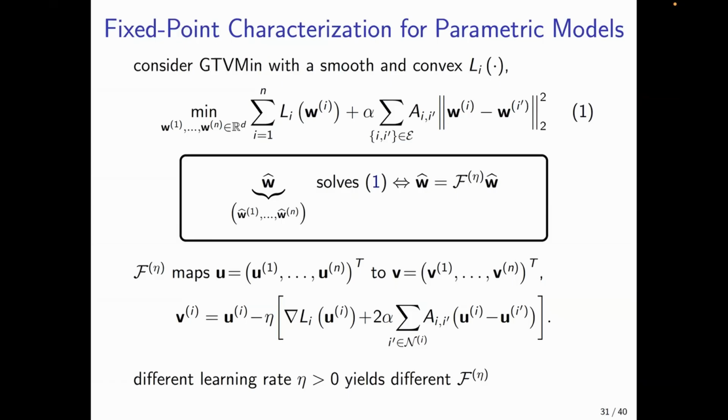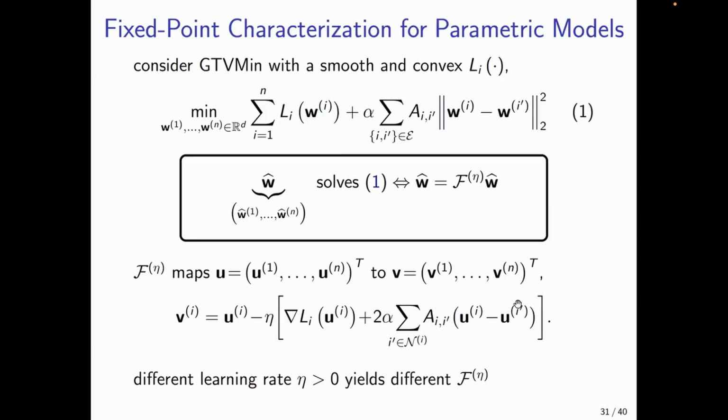So an optimum is characterized by a zero gradient condition, and the zero gradient condition can be written as a fixed point equation using this operator, calligraphic F, superscript eta. It turns out this characterization is valid for any choice of eta, any non-zero, in particular any strictly positive choice of eta. You can build this operator, which is defined here by this equation, and it defines a fixed point characterization for the solutions of GTV-min.